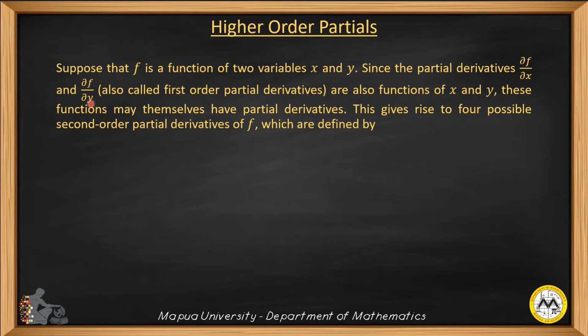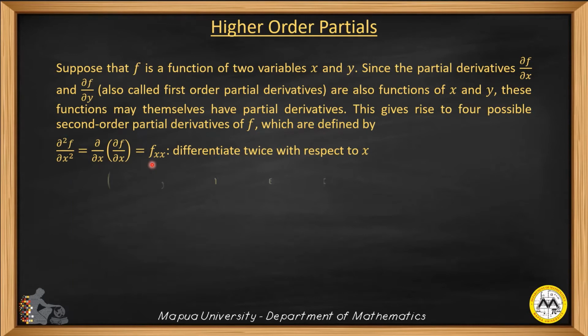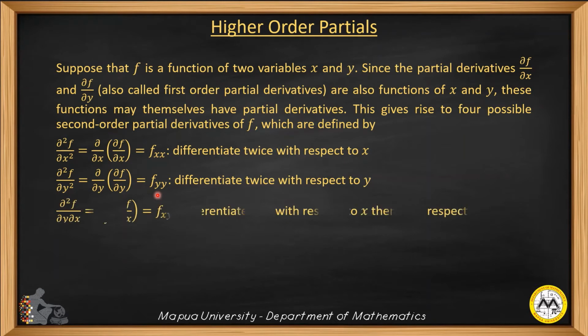And if we do it this way, then we may encounter one of four possible second order partial derivatives as follows. We have the second partial derivative of f with respect to x, which is obtained by differentiating partially with respect to x the first partial derivative of f with respect to x. This can also be denoted by the symbol f sub xx. The second partial derivative of f with respect to y is obtained by differentiating partially with respect to y the first partial derivative of f with respect to y, denoted also by f sub yy.